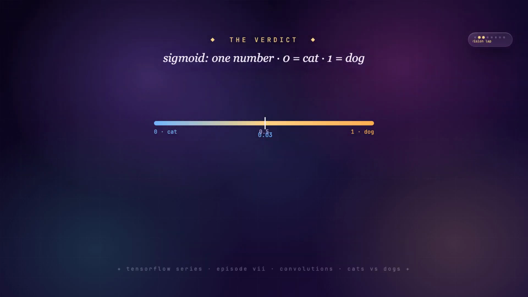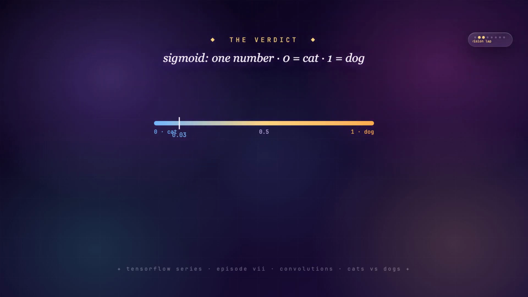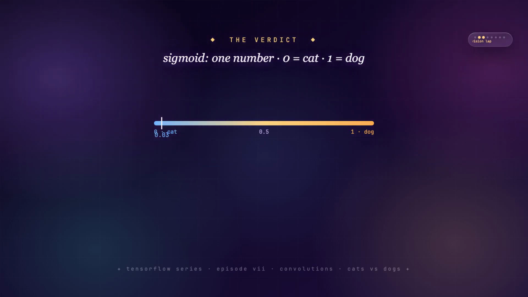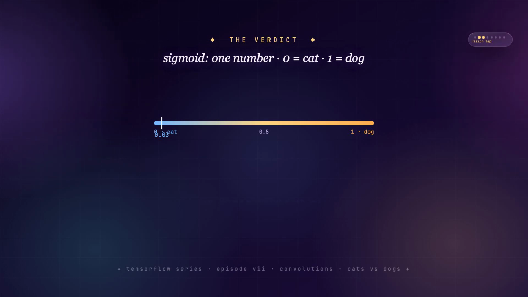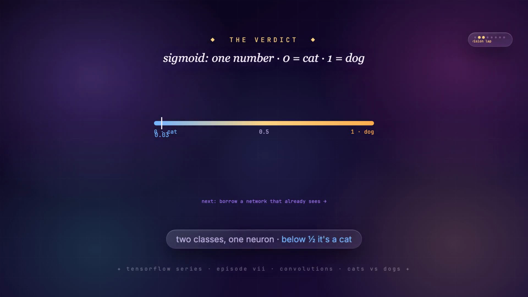And the final call is just one number. We've got 2 classes, so we don't need anything fancy. One neuron with a sigmoid, squashing everything to a value between 0 and 1. Close to 0, it's a cat. Close to 1, it's a dog. That's it. One catch though, training all these filters from scratch is slow, and it needs a lot of pictures. Next time we'll learn to skip most of that work by borrowing a network that's already learned to see. But first, let's build ours.